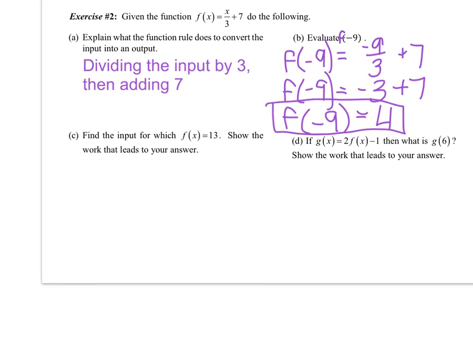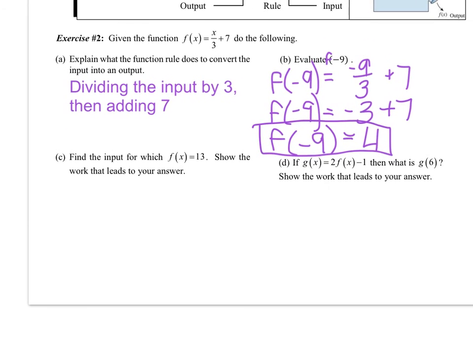Now part C says find the input for which f of x is equal to 13. So remember, f of x, this whole thing is the same thing as y, and they're saying that whole thing is equal to 13. So let's be careful here. A lot of times people just get so used to putting in 13 for x. That's not what it's saying. It didn't say x is equal to 13. It said f of x is equal to 13. So that means we need to put 13 in for f of x.